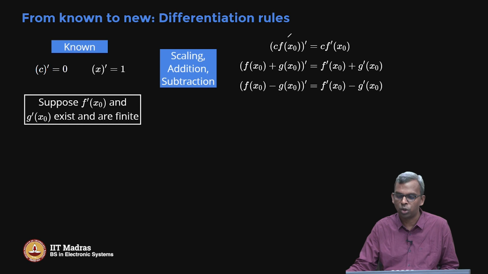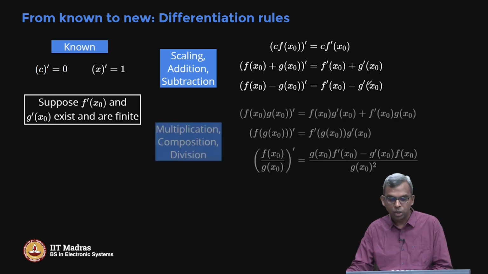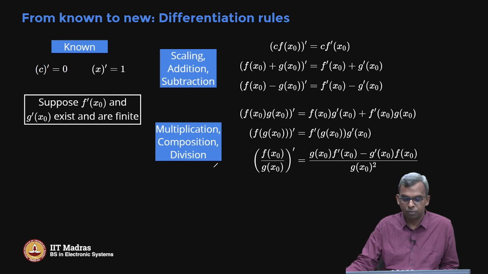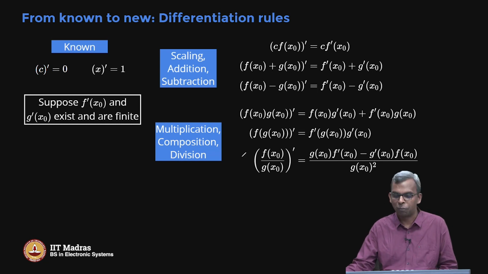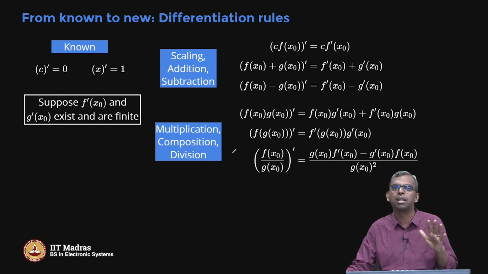I'm not going to go through all these proofs in class, but I will show you a couple of interesting differentiation rule proofs. The same thing holds for minus. So f of x naught minus g of x naught prime is just f prime minus g prime. Now we go to more complicated operations: multiplication, composition and division. Here the derivative does very different looking things. Remember when we did limits, multiplication and division had a very simple rule.